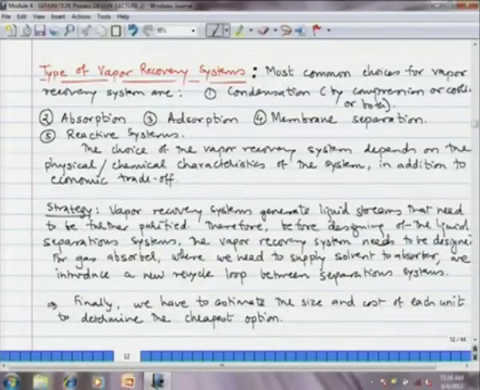Okay. The choice of vapor recovery system depends on the physical and chemical characteristics of the system in addition to the economic trade-off. As I have mentioned in the previous lecture, we are going to have a separate module on economic decision making, and in that module we shall take the design of a gas absorber as the case study. Okay. But here we shall get some basic introduction on this topic.